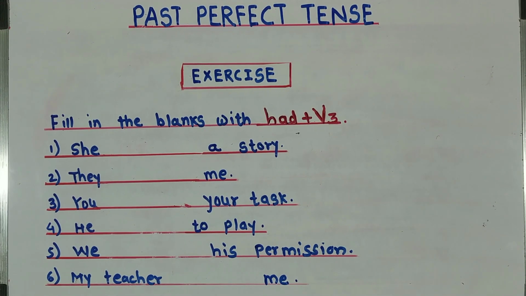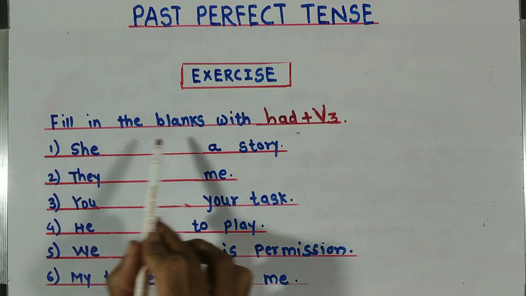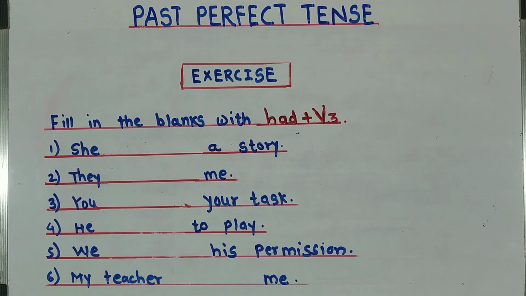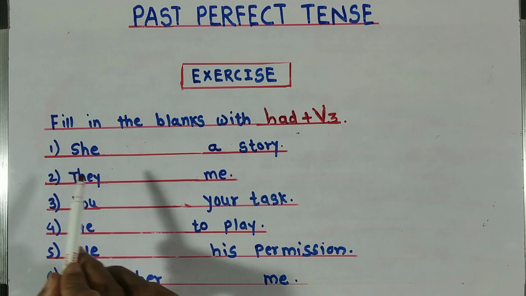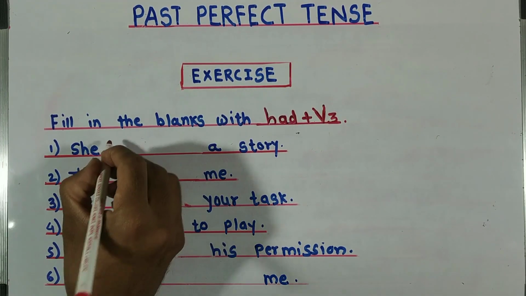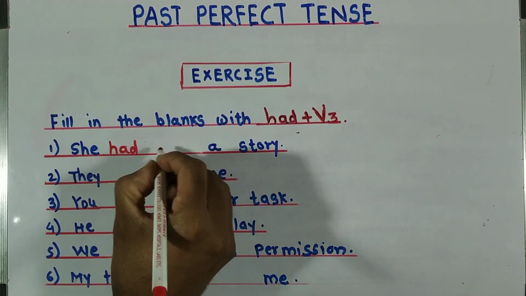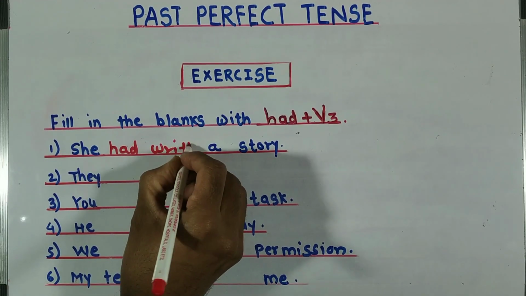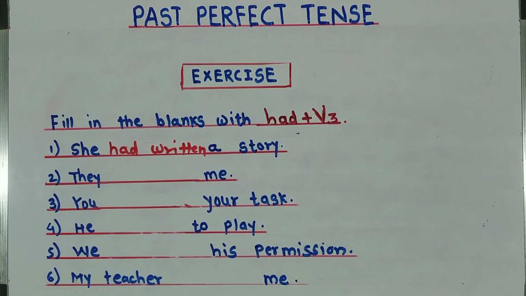Okay friends, now let's start the exercise. This exercise will help you to make use of past perfect tense effectively. In the exercise, we have to fill in the blanks with had plus V3. With all these subjects, we have to make use of had. And after had, we have to put suitable V3 as per the sentence. Let's start. She dash a story. She had written a story.